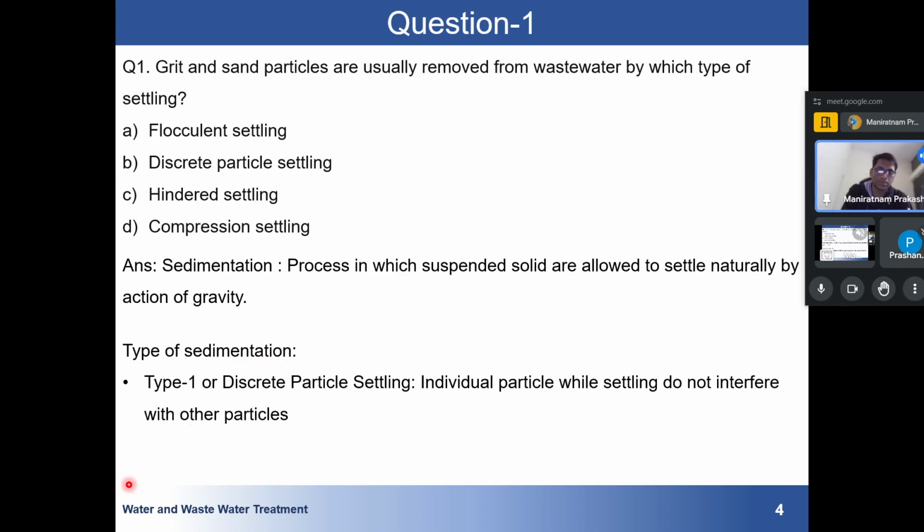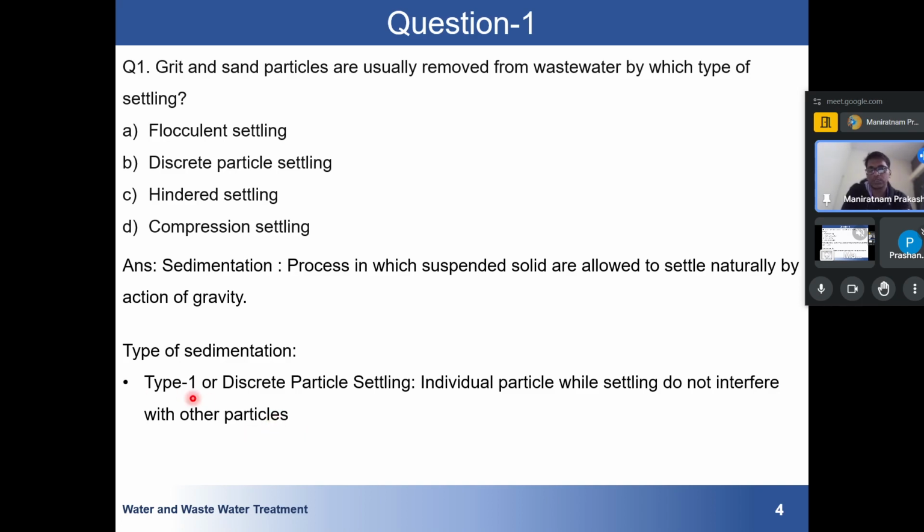So what is the main point in this settling? A particle will settle down on its own. It won't depend upon the other particles. That's why there are two terms: type 1, because it is a very normal type of settling, and discrete, which means one particle is not interfering with the other particle. One particle in the system will settle down on its own and won't interfere with the other particles. So whenever you observe this kind of settling, you say type 1 settling.